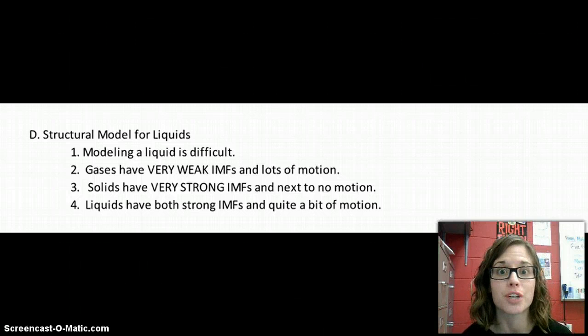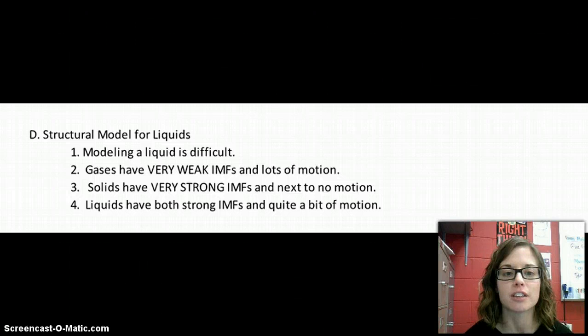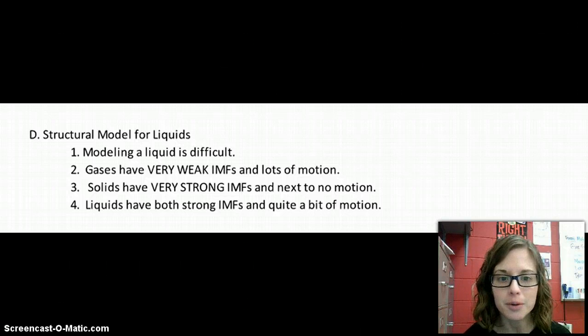We talk about vibrations of solids, of the bonds, rather than the molecules being able to move. Liquids, however, have both strong intermolecular forces and quite a bit of motion, and so that makes them more difficult to model.